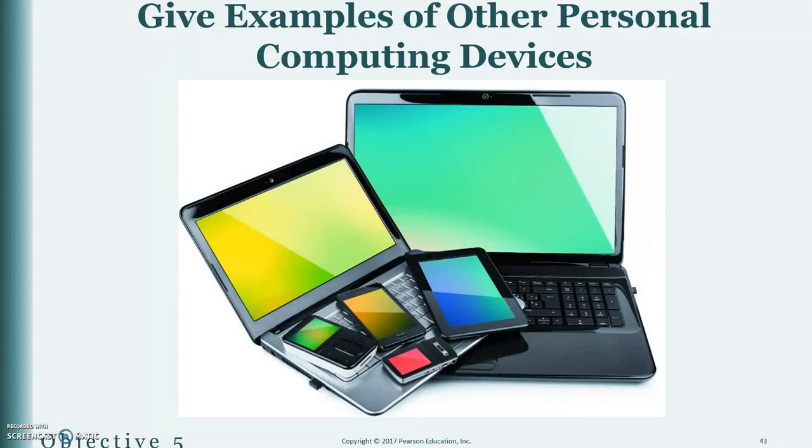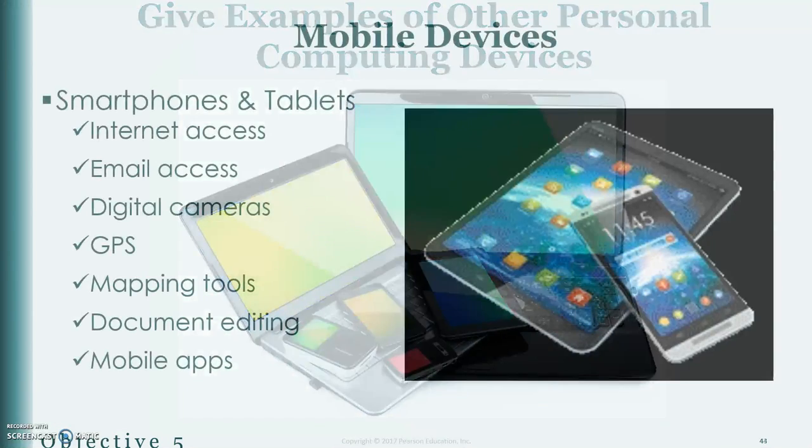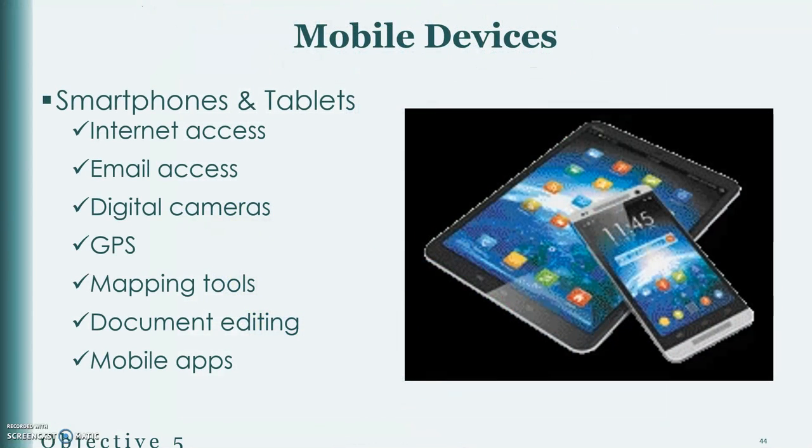Objective 5, we're going to talk about other personal computing devices. Mobile devices are the fastest growing segment of personal computers. It's estimated that by 2020, smartphones will be responsible for 81% of total mobile data traffic, compared to 76% at the end of 2015. So that's going up 5% in a year. So maybe we can say they're going up about 1% a year.